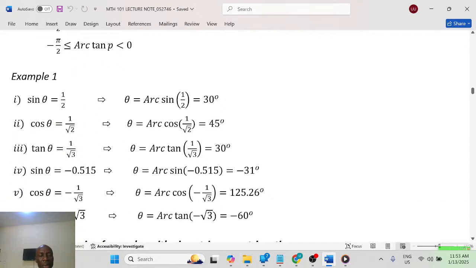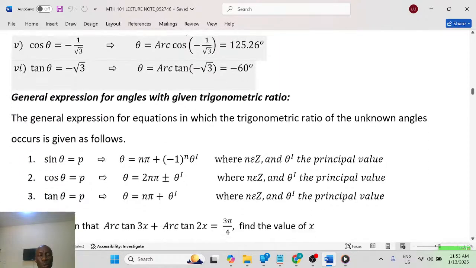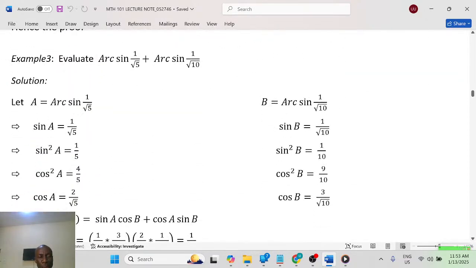Now, in this example, we have sine theta equals 1 over 2. I have said that. Arc sine 1 over 2 will give us 30 degrees. Cos theta is equal to 1 over root 2. Arc cos 1 over root 2 will give us 45 degrees, and so on and so forth as we have it under that example 1, till we get to the sixth one, which is tan theta equals minus root 3. Arc tan minus root 3 will give us minus 60 degrees.